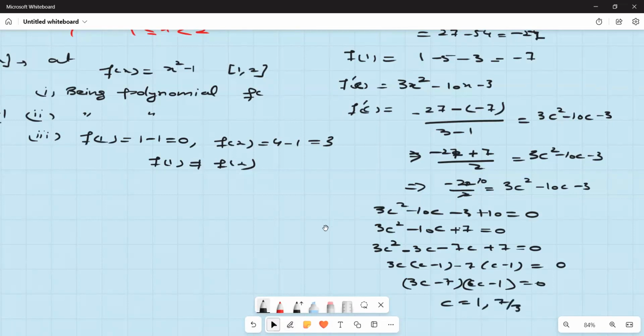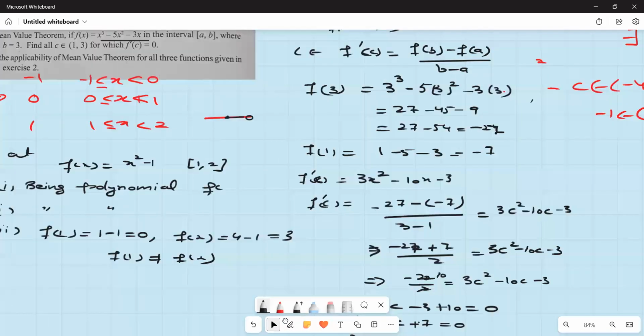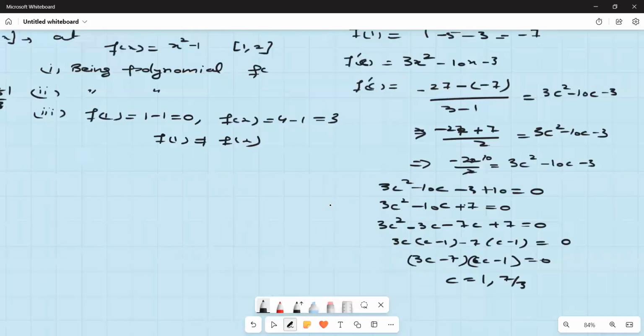Now check. Interval is 1, 3. So c should be an element of open interval (a, b). So c is an element of (1, 3). So it can't be equal to 1. c can't be equal to 1. Therefore, c is equal to 7 by 3. This is your mean value theorem, right?